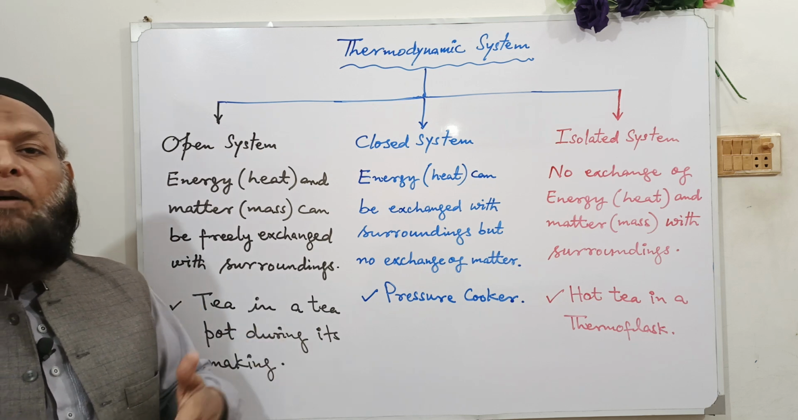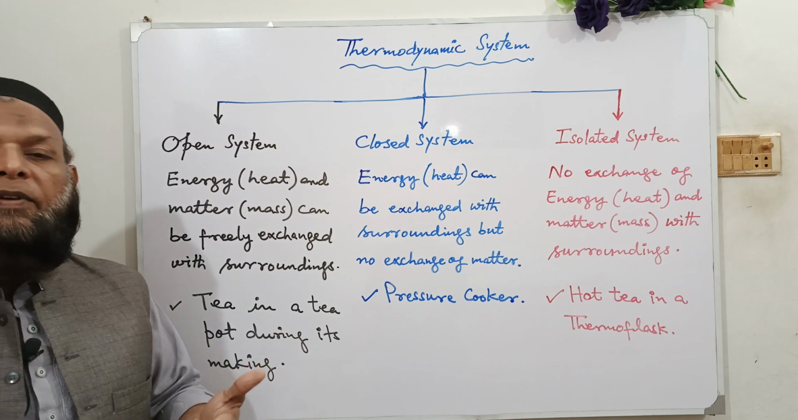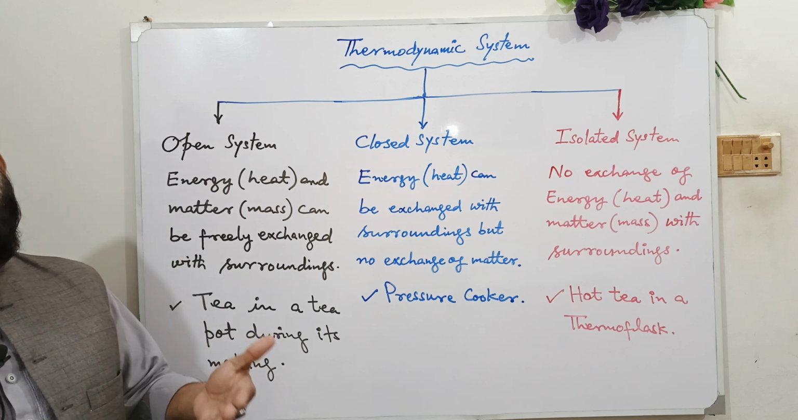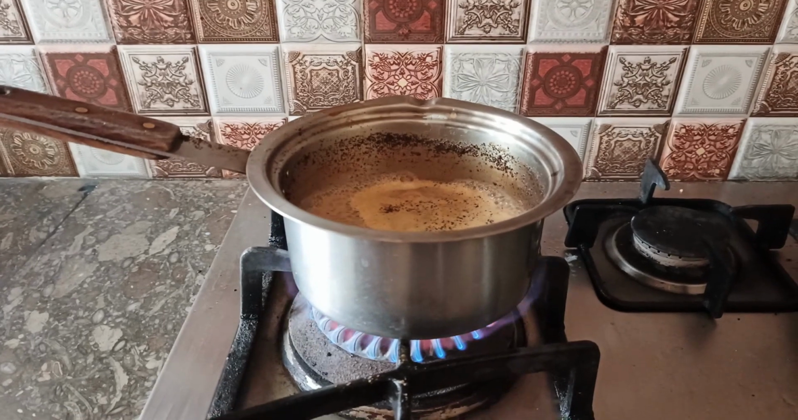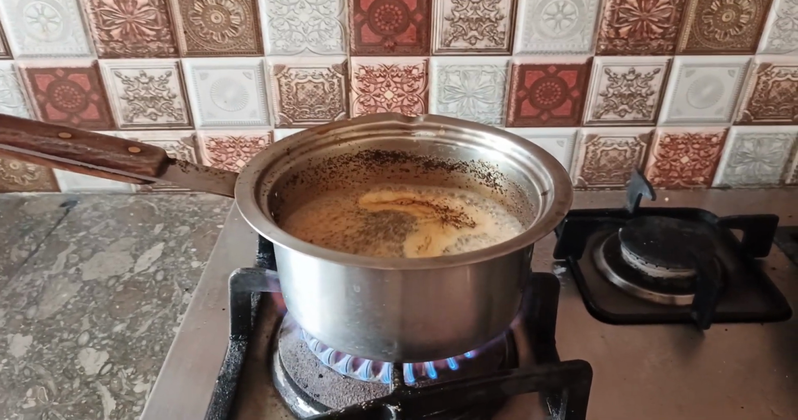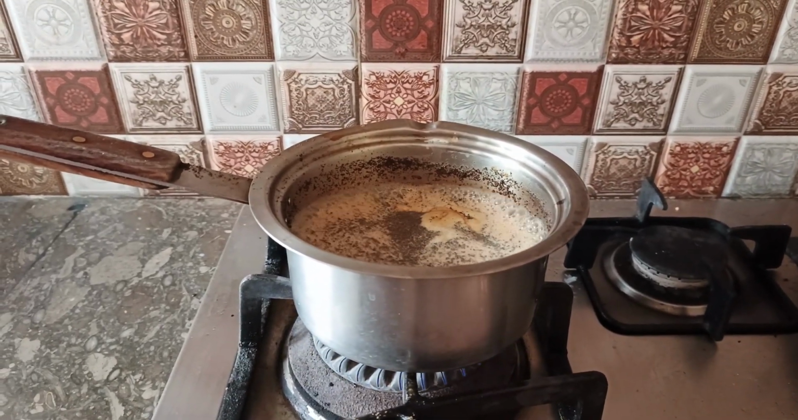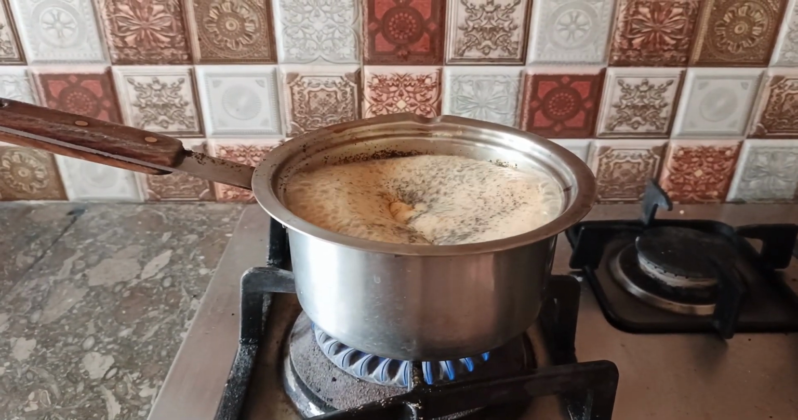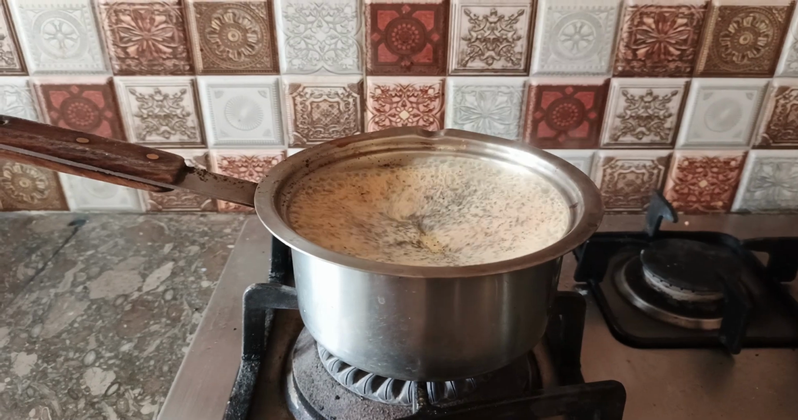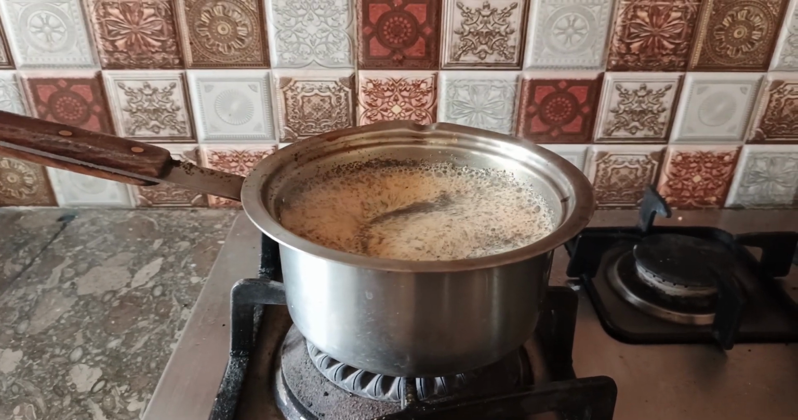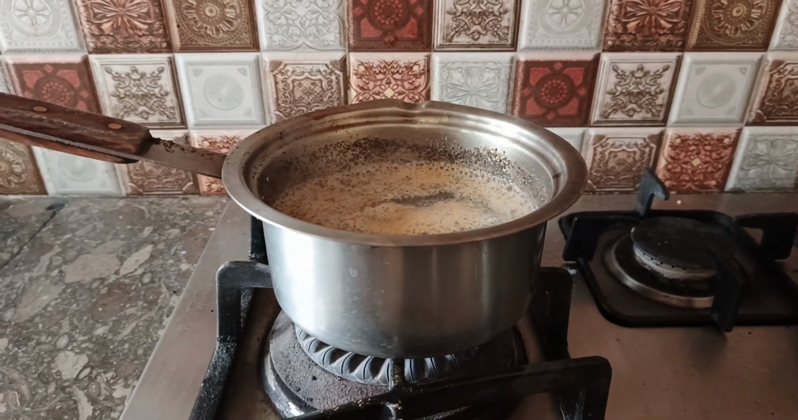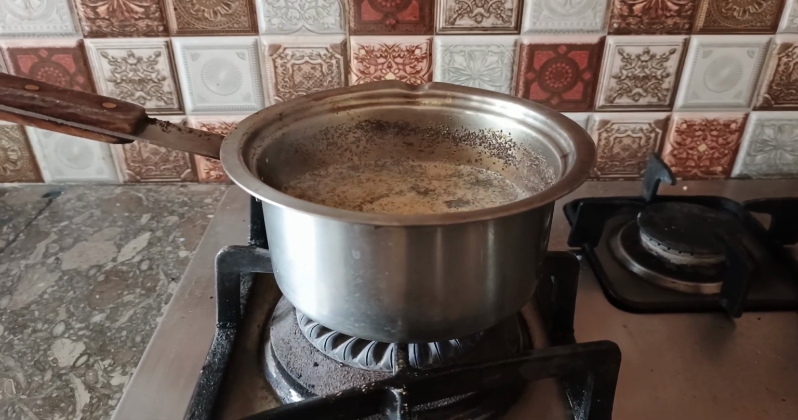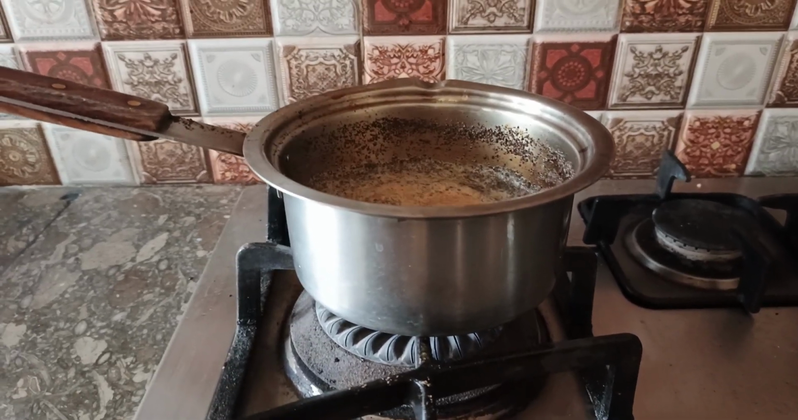Energy is transferred in the form of heat. The heat is transferred from the stove to the pot, the tea. This shows you the transfer of energy in the form of heat from the stove to the teapot and the tea itself. Whereas the steam from the tea shows you the transfer of matter, the water which converted into steam and transferred to the surrounding atmosphere. So this gives you the best example of open system.